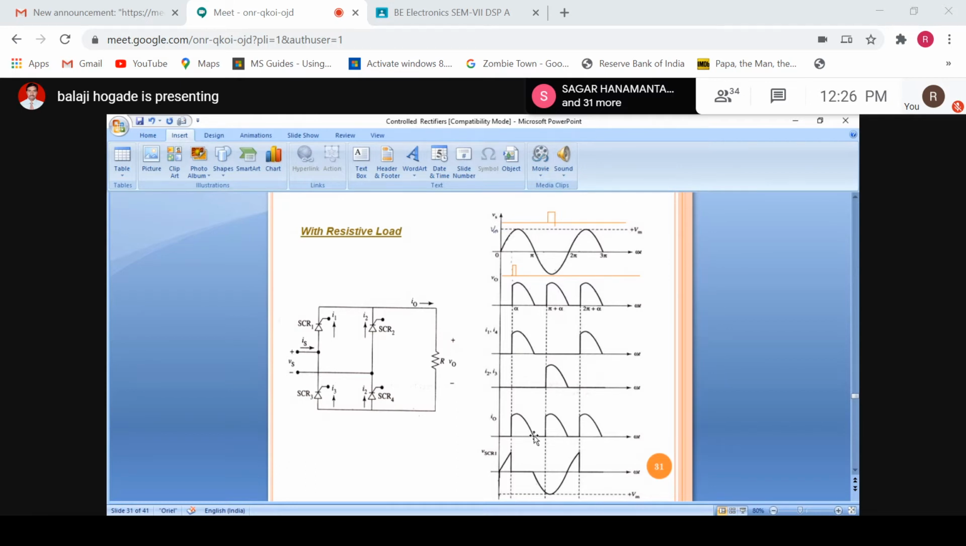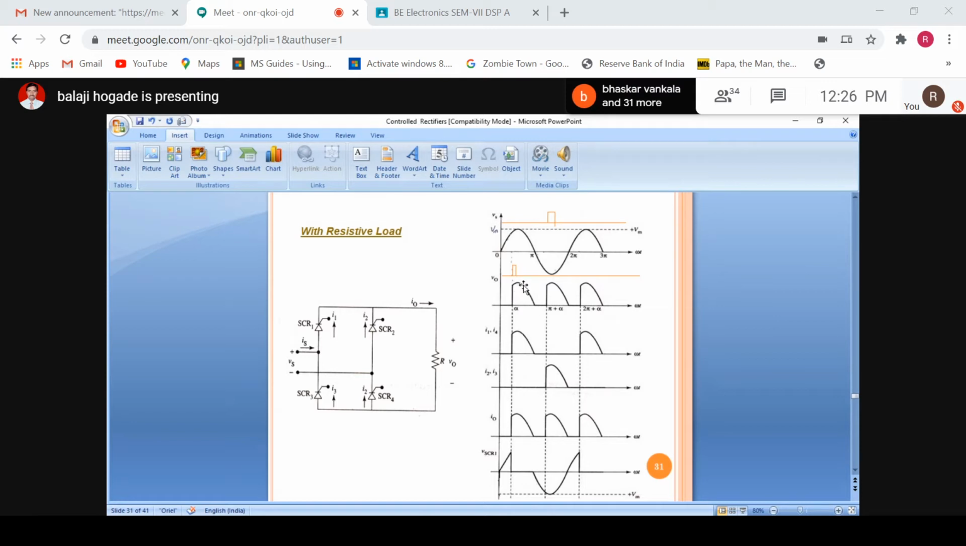Therefore, both the conditions required to turn off the SCR are satisfied. Condition number one is the voltage across the device must be reverse biased and the current flowing through the device must be less than the holding current value. Here, the load current is zero and the voltage polarities are reversed. Therefore, the pair of SCRs which was conducting, that is SCR1 and SCR4, will turn off at omega t is equal to pi, and there is no load current because there is no conducting device from pi to pi plus alpha. The load current as well as the load voltage both are zero from omega t is equal to pi to omega t is equal to pi plus alpha.